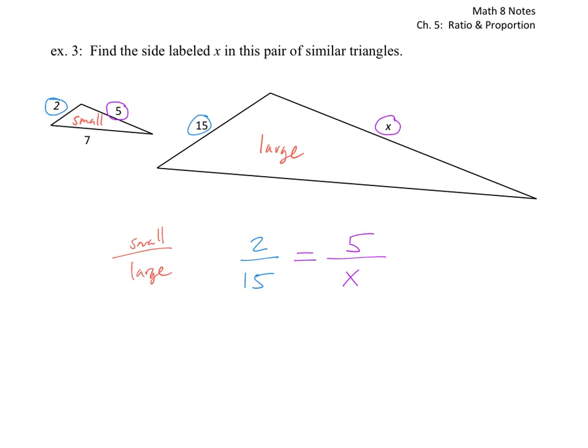So in this case, we would just cross multiply 15 times 5 divided by 2. You cross multiply and divide and get an answer of 37.5. And you might want to put x equals 37.5.